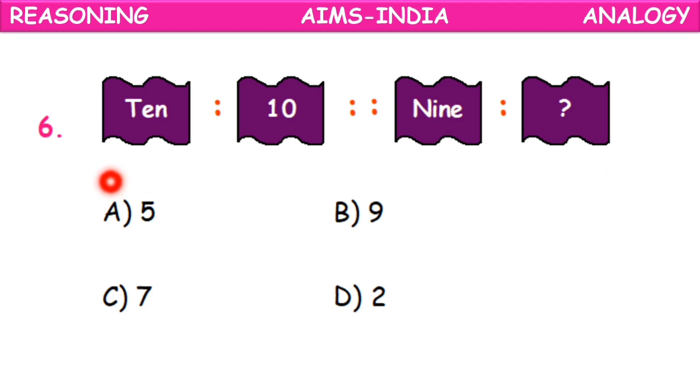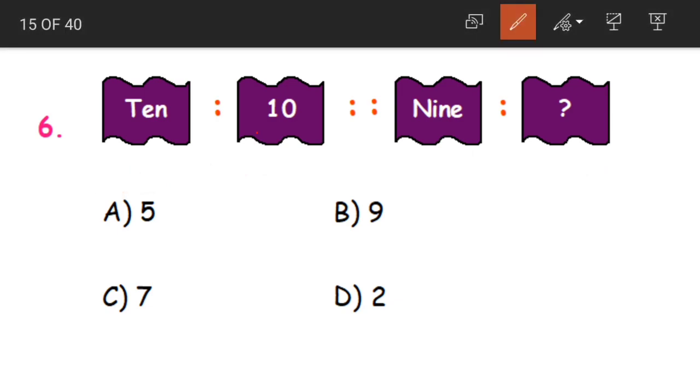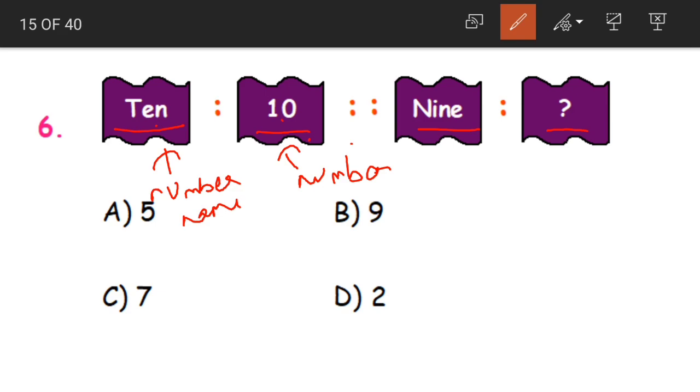Next question 6. 10 is to ten as 9 is to dash. Now this is a very simple question, right? Here ten is the number name for the number 10. This is our number name and this is the number. Ten is the number name for our number here, 10.